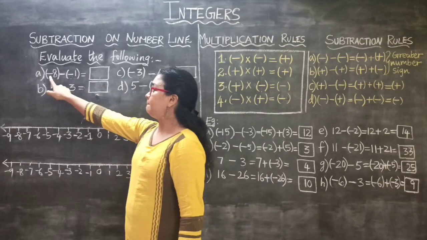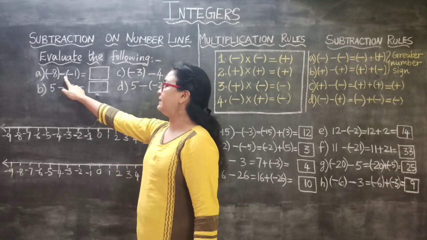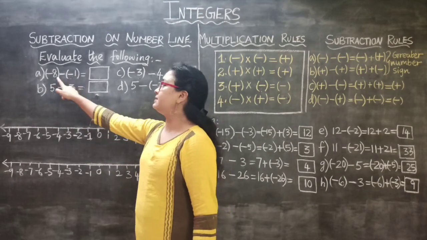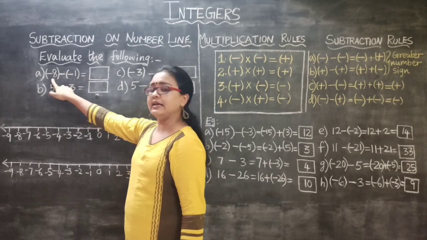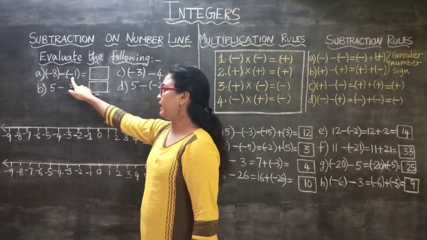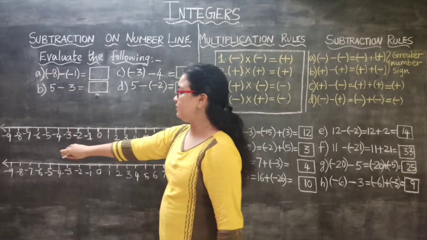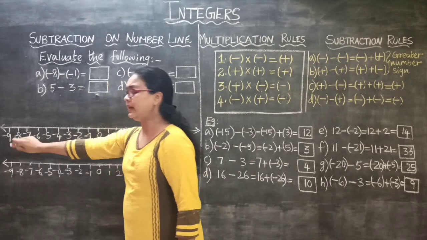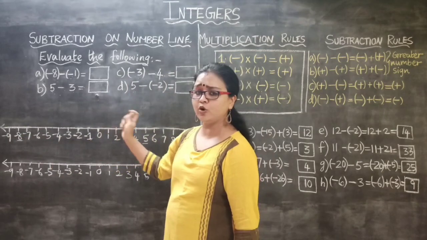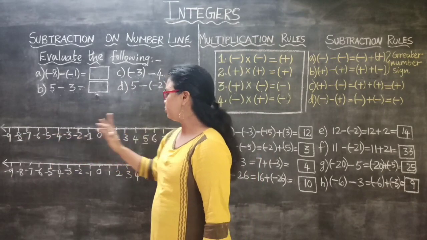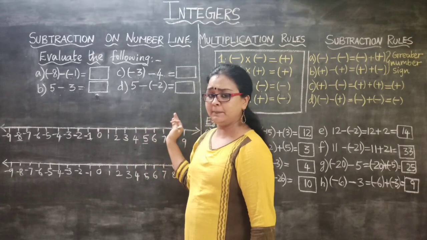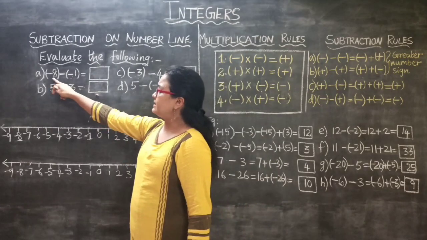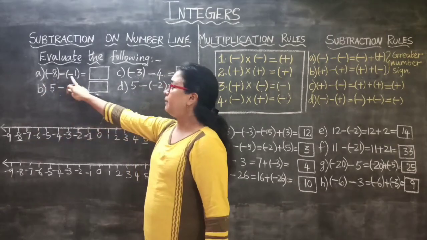So here, minus 8 and minus 1. That is, there are two negative integers. One is minus 8, the other one is minus 1. What we need to do is, first we have to mark the minus 8 on the number line. You already know how to draw the number line. We put two arrows with the help of a line, and we divide the numbers into equal parts, right? So here minus 8 I have already marked, and minus 1.